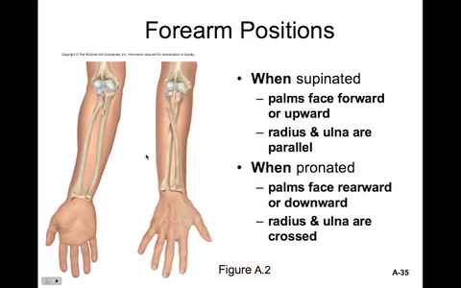Forearm positions are supinated when the palms face forward or upward. The radius and ulna are parallel. When pronated, the palms face rearward or downward, and the radius and ulna are crossed. The radius is actually so named because it is the one that moves radially around the wrist. It's on the thumb side. We'll come to that in more detail.